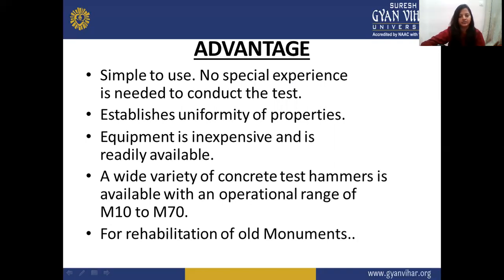Equipment is inexpensive and readily available. It is totally calibrated by the manufacturer itself, usually does not have any error, and it is extremely inexpensive. The device is a small device. It is very handy, can be carried around, and it can be used repeatedly, and there is no destruction to the structure, so the structural integrity is maintained. A wide variety of concrete test hammers is available with an operational range of M10 to M20 for rehabilitation of old monuments.